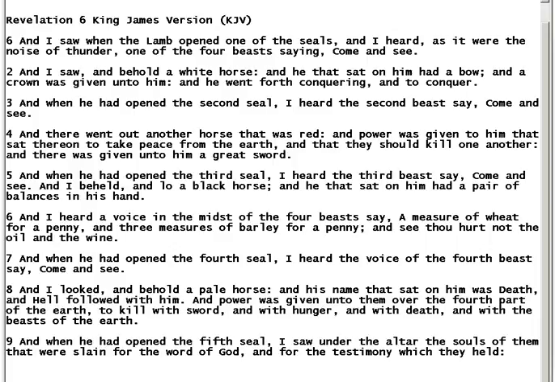Now go over to Revelation 6, verses 5 and 6. "And when he had opened the third seal, I heard the third beast say, Come and see. And I beheld, and lo, a black horse. And he that sat on him had a pair of balances in his hand. And I heard a voice in the midst of the four beasts say, A measure of wheat for a penny, and three measures of barley for a penny. And see thou hurt not the oil and the wine."